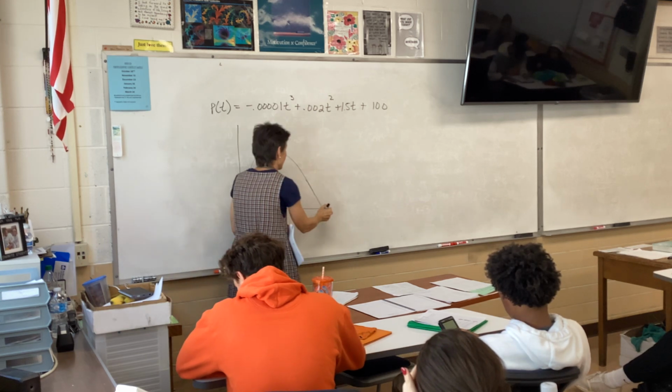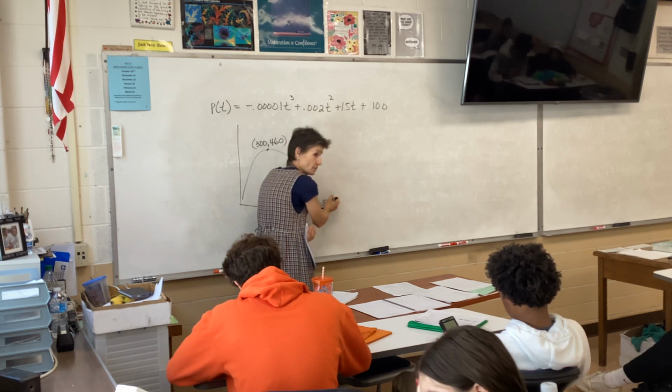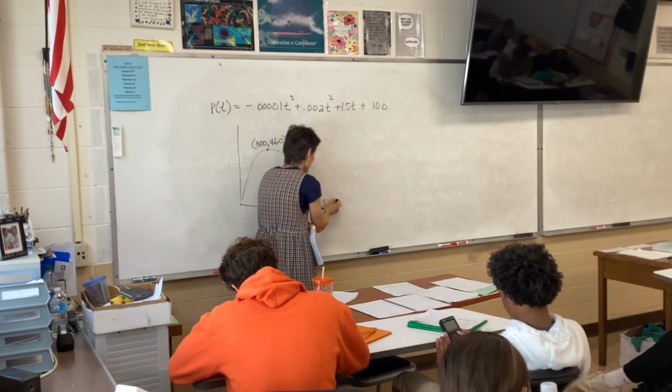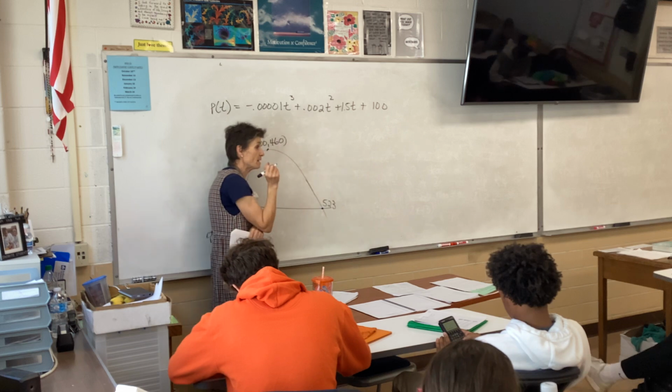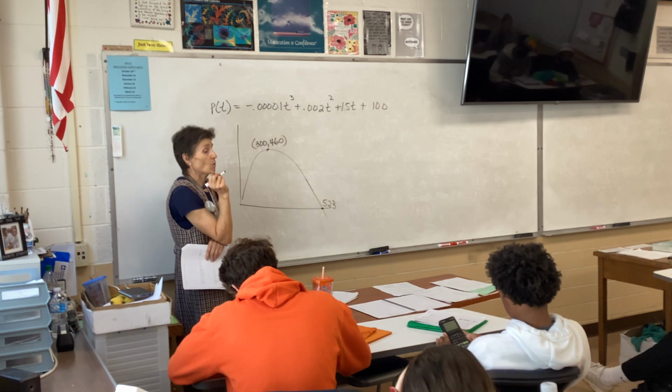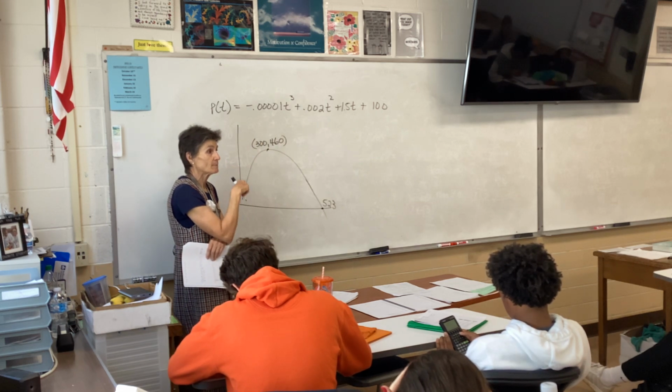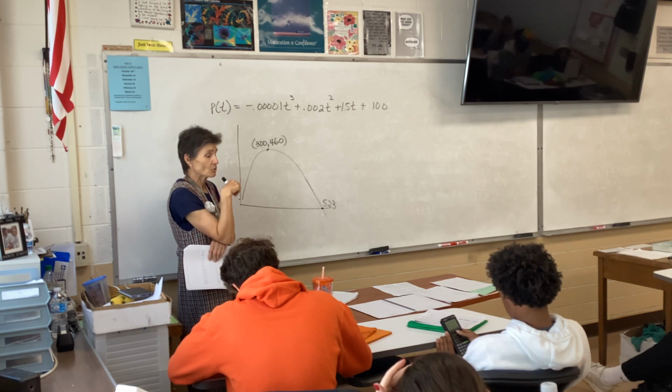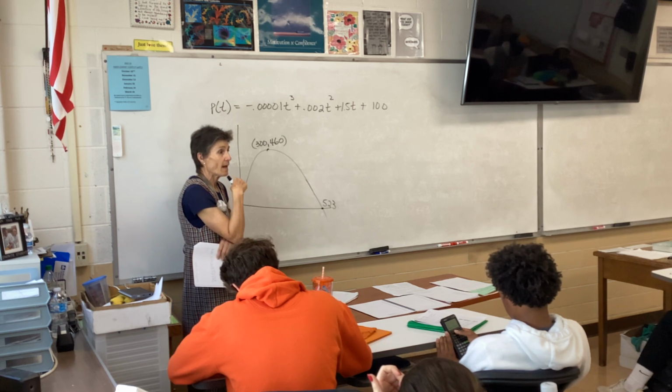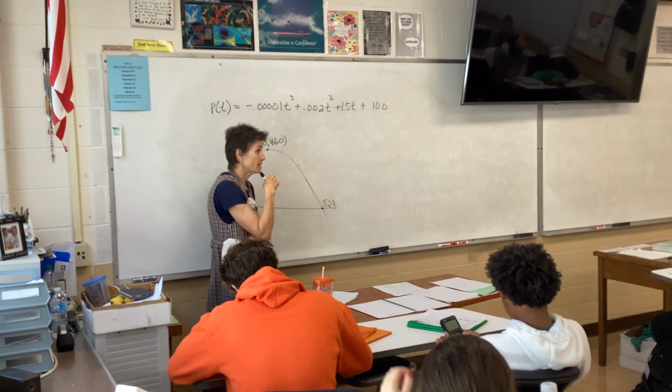What you got? 523. Anybody else get that, 523? So that's a zero, that's the next intercept. So when does the turkey population become extinct? After 523 days.